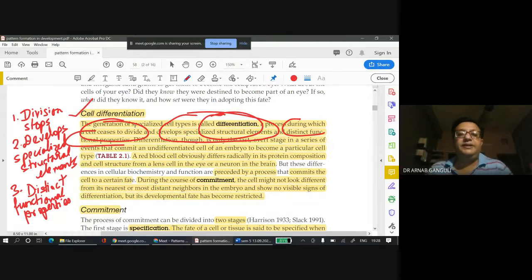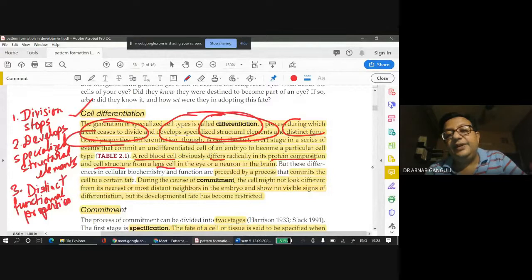For example, consider a red blood cell. It differs in its protein composition and cell structure from an eye lens cell or a neuron in the brain. It's different. The proteins are different.